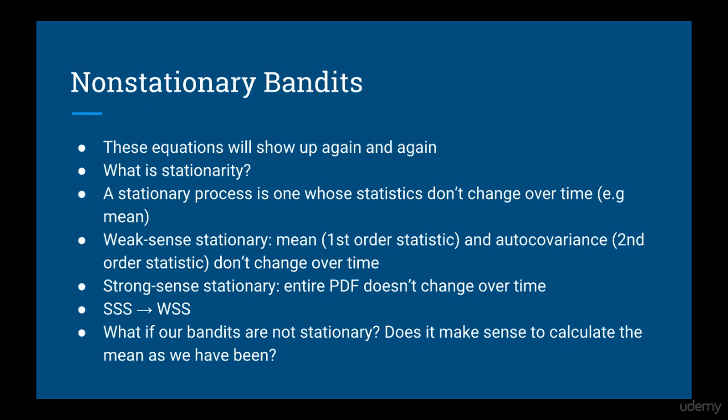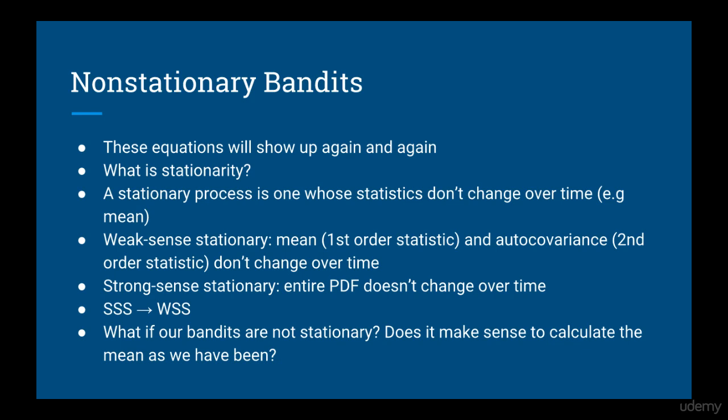A stationary process is a process whose statistics don't change over time. We are interested in the mean, but strictly speaking, there are different types of stationarity. Weak sense stationarity is when the mean and autocovariance don't change over time. The autocovariance is a second-order statistic. There is also strong sense stationarity, where the entire PDF has to remain the same over time.